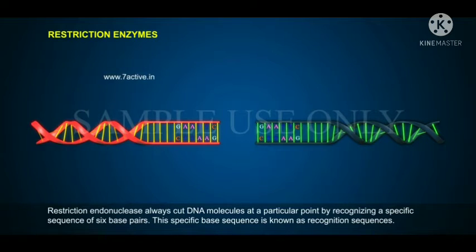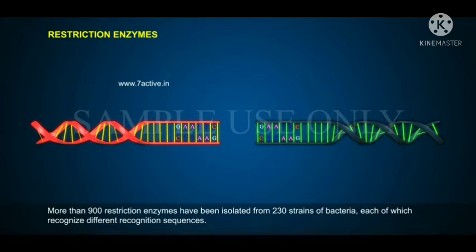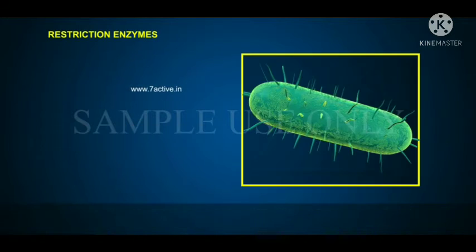Restriction endonucleases always cut DNA molecules at a particular point by recognizing a specific sequence of 6 base pairs, known as the recognition sequence. If a DNA has that specific recognition sequence, only then can the restriction enzyme cut. More than 900 restriction enzymes have been isolated from 230 strains of bacteria, each of which recognizes a different recognition sequence. We have many enzymes that have the capacity to cut at specific sites.